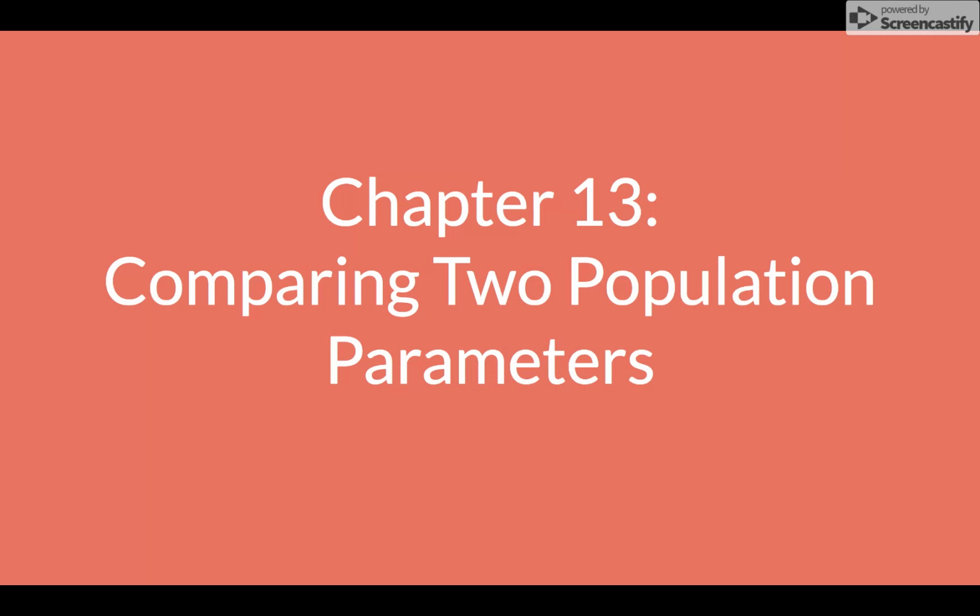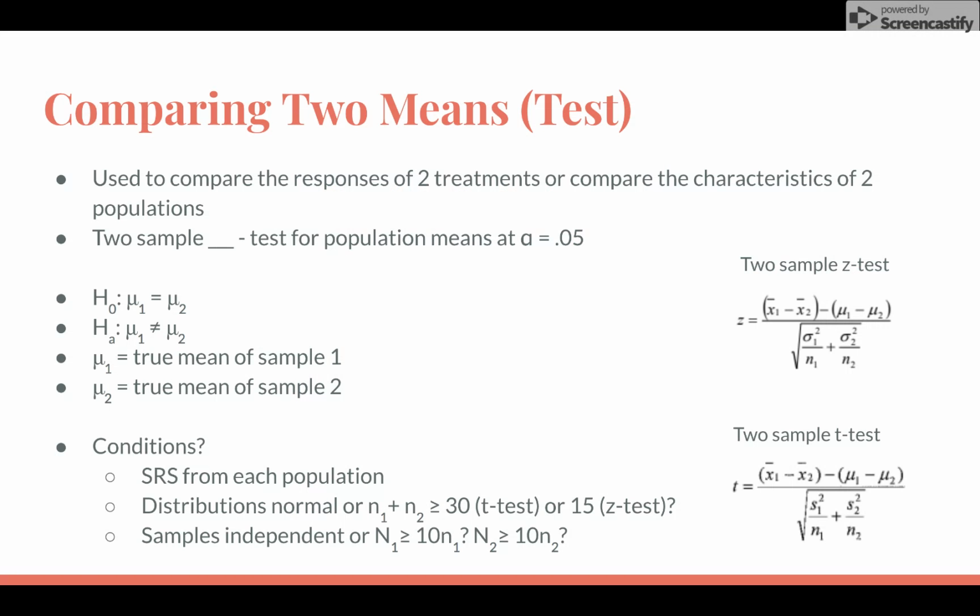Chapter 13, comparing two population parameters. A two-sample z-test is used when two samples are given and the standard deviation of the population is known, and it is used to infer about the difference of populations using the difference of samples.